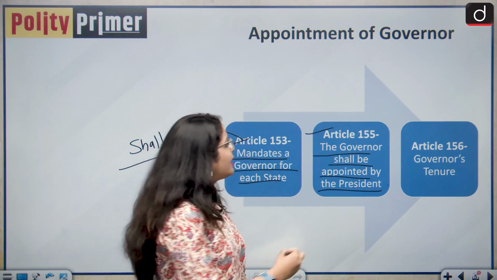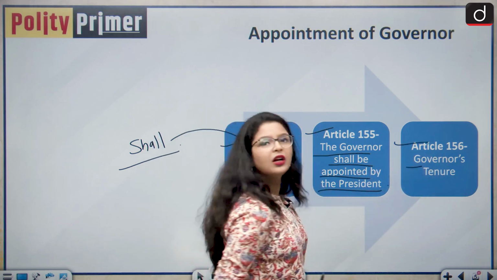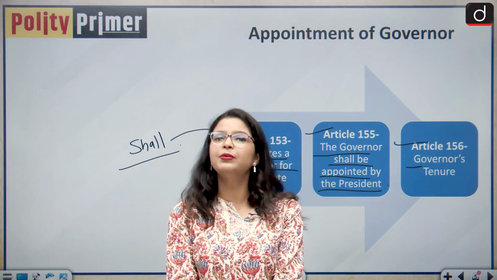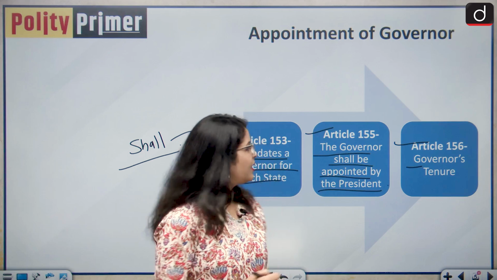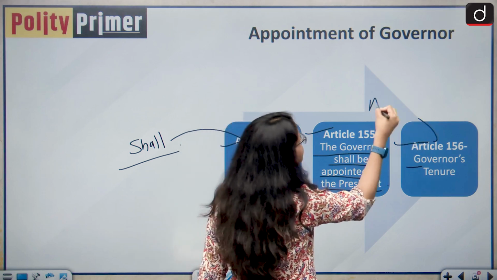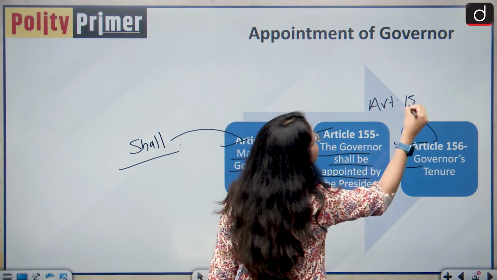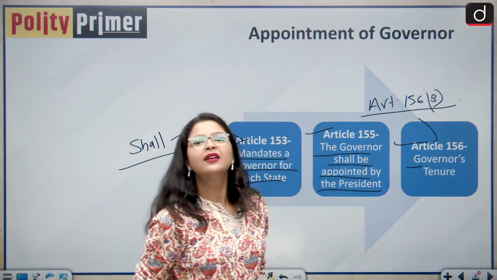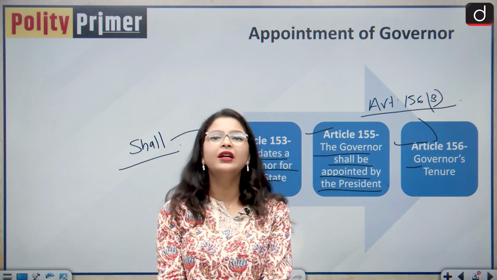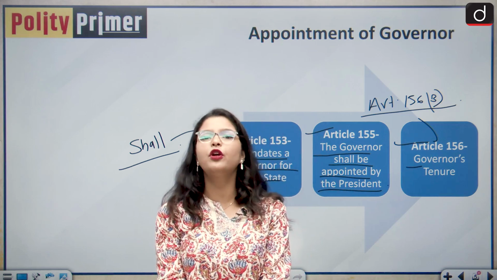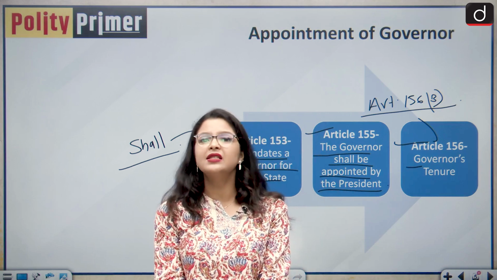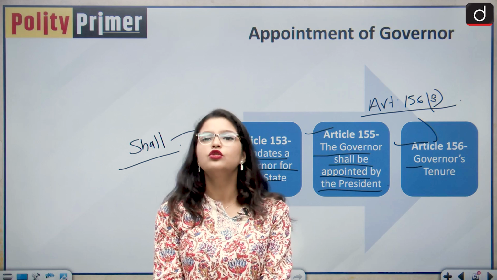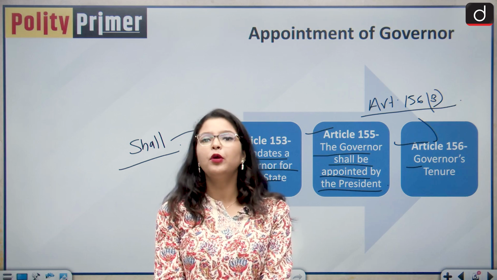Then Article 156 talks about the governor's tenure. Although the tenure of the governor is dependent upon the pleasure of the President, Article 156 clause 3 states that the tenure of the governor's office shall be for 5 years, and he can resign by addressing his resignation to the President of India. So this was all about the appointment of the governor.